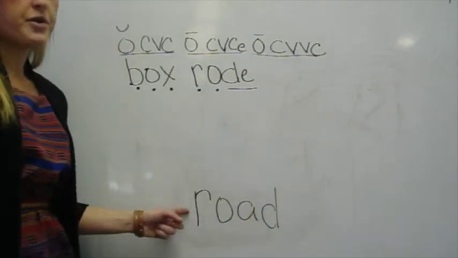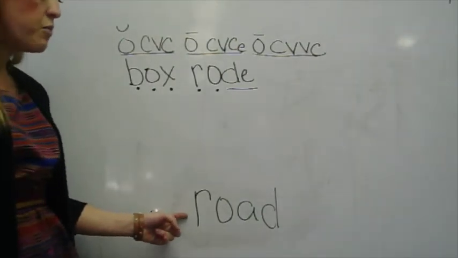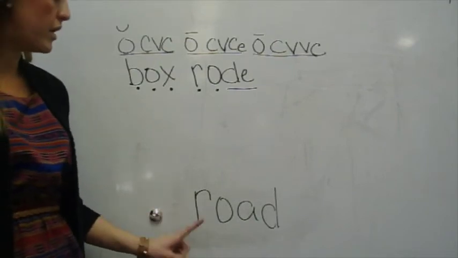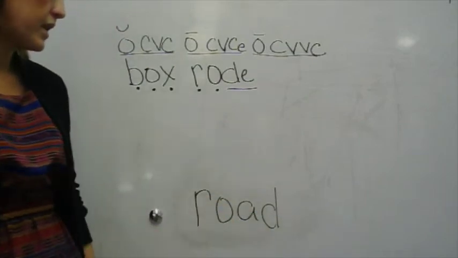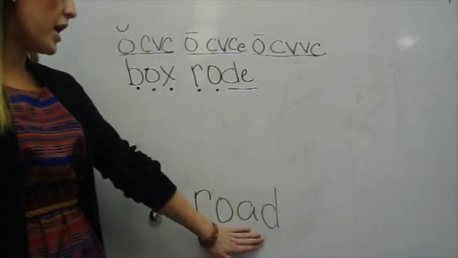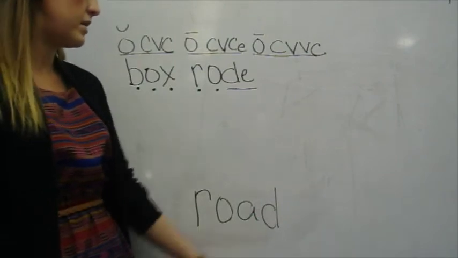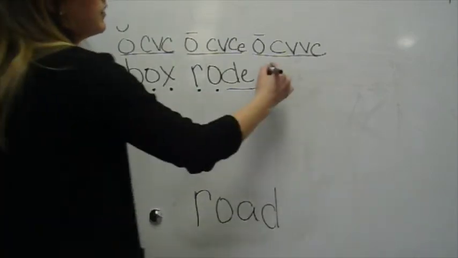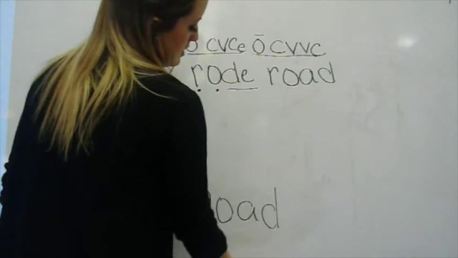Now we have the word road again. However, this is going to be the road that you drive your car down. Let's say the sounds for road. R-o-d. Road. These two vowels are going a walking. The first one's doing the talking, and it says its name. R-o-d. Let's say and write road under column 3. R-o-d. Road.